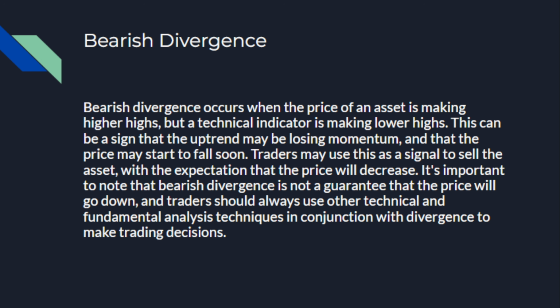Now, what is a bearish divergence? A bearish divergence occurs when the price of an asset is making higher highs, but a technical indicator is making lower highs. This can be a sign that the uptrend may be losing momentum and that the price may start to fall soon. Traders may use this as a signal to sell the asset with the expectation that the price will decrease over time. It's important to note that bearish divergence is not a guarantee that the price will go down, and traders should always use other technical analysis and fundamental analysis techniques in conjunction with divergence to make trading decisions.